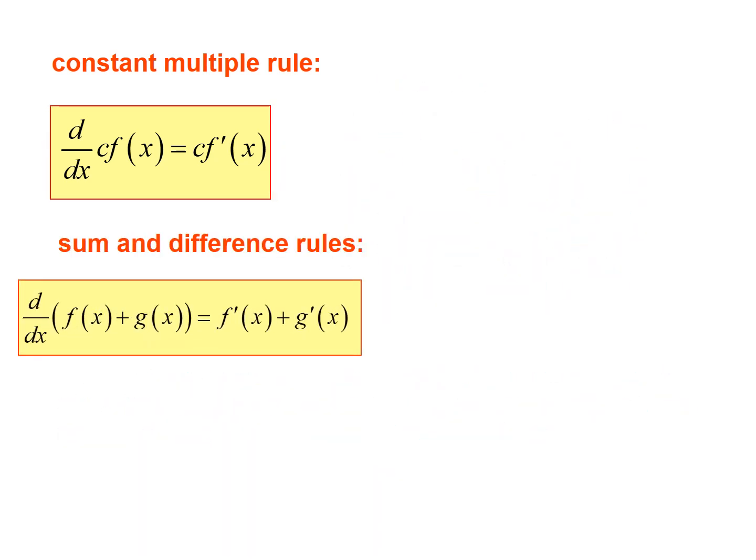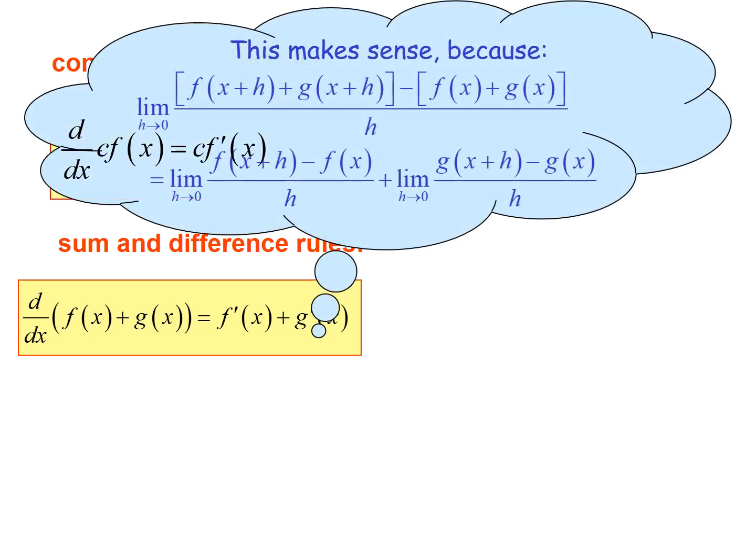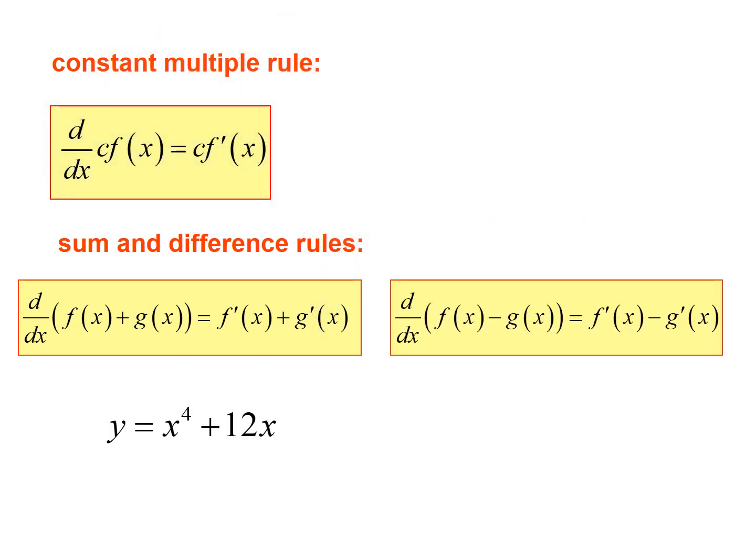We have our sum and difference rules. So if you take the derivative of the sum of two functions, you can just take the derivative of each function independently. If we think to the difference quotient, it would look something like this, and we could split that into the sum of two separate limits, each of which is the derivative of one of the functions. And by that same sort of reasoning, we have our difference rule.